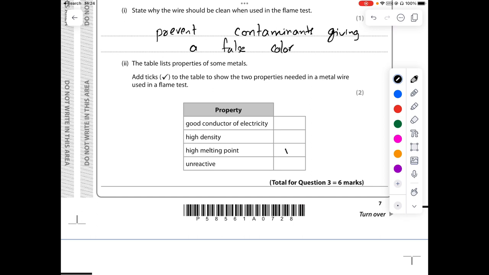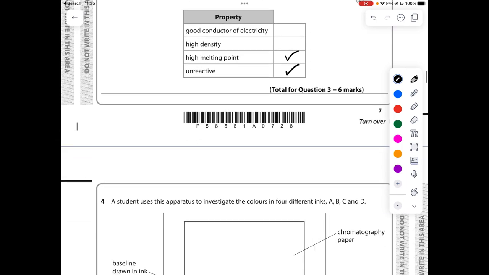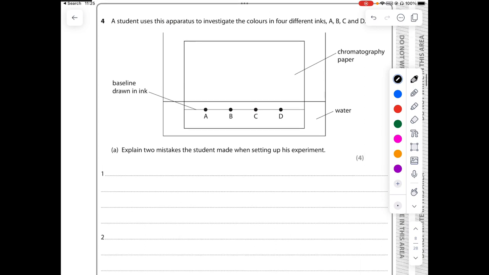So it should have a high melting point. It should not melt easily because we are doing it in a flame test. And moreover, it should not be reactive also. If at all it reacts, we will not know the chemical that we are testing. So it should have a high melting point and it should be unreactive also.